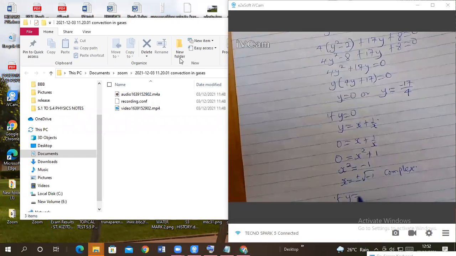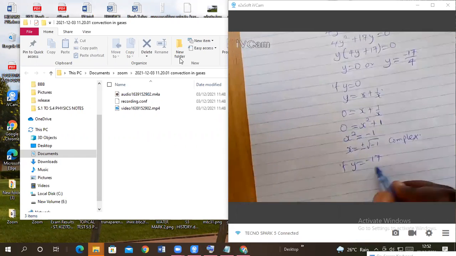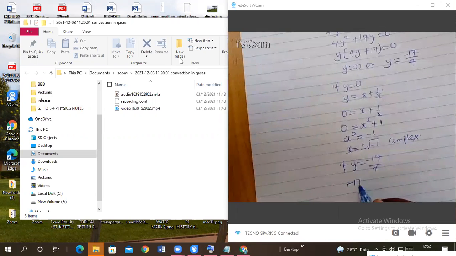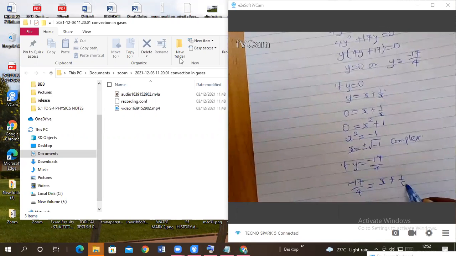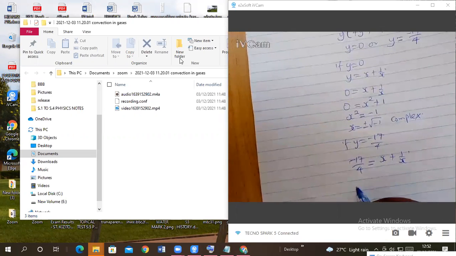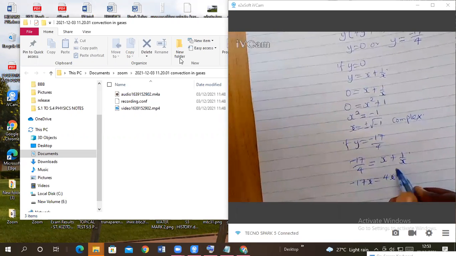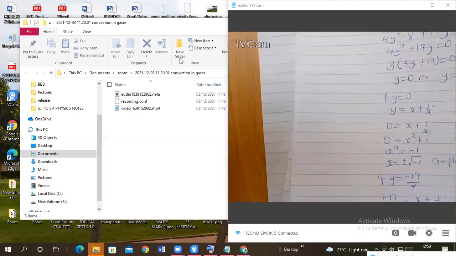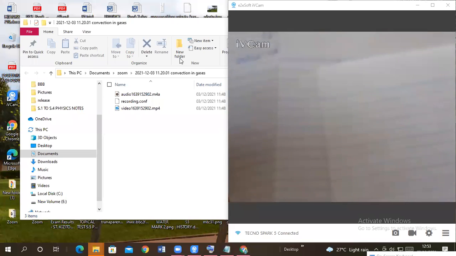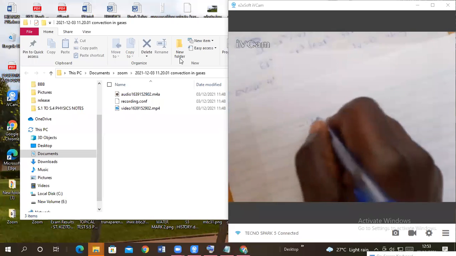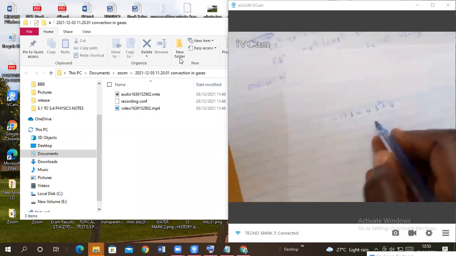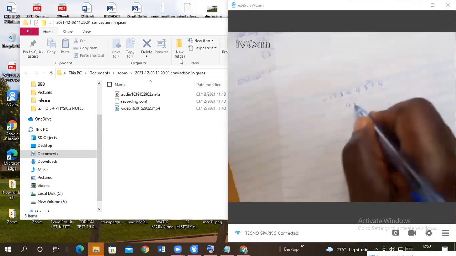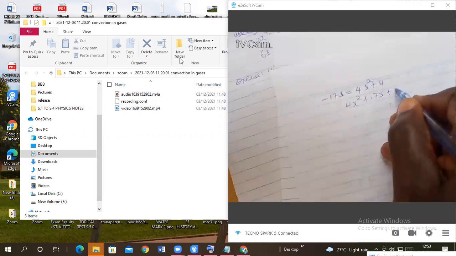Now, if y is negative 17 over 4, then negative 17 over 4 becomes x plus 1 over x because it represents y. So we multiply through by 4x so that I remain with negative 17x is equal to 4x squared plus 4. So we take negative 17x the other side. We have 4x squared plus 17x plus 4 is equal to 0.